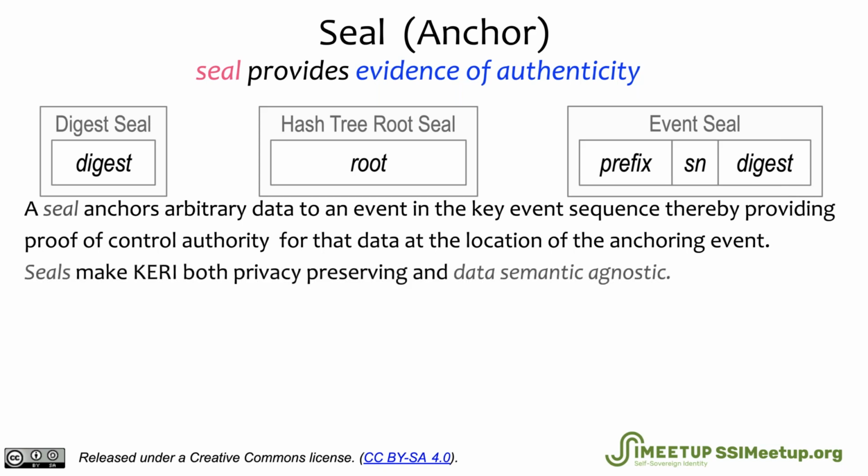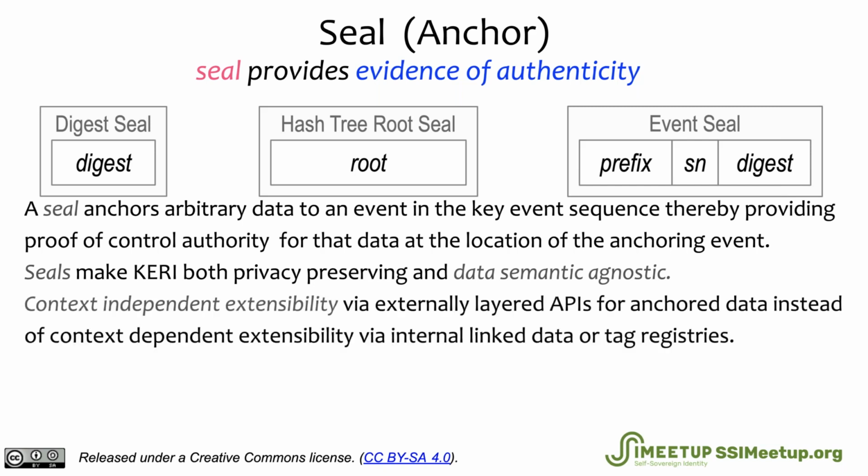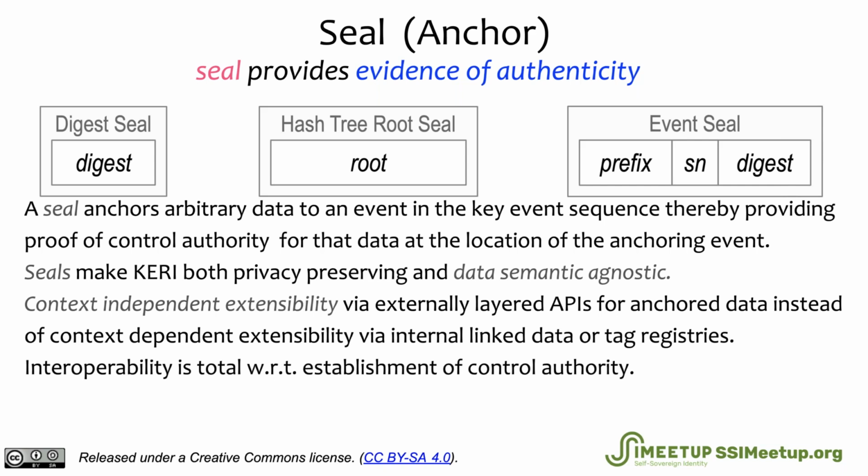But this way we can anchor arbitrary data and provide proof of control authority for that data at the location of the anchoring event. The seals make KERI privacy preserving and data semantic agnostic, because all we're putting on KERI are digests. We're not putting anything else. So if you want to know what the data that is anchored means, whoever created the data can produce that off-chain. There's no on-chain disclosure or correlation of the data other than the digest. So that gives us the ability to be context independent, extensible, which is the goal of KERI, which is to be universal and not tied to any particular data schema. So we get interoperability with respect to establishing control authority totally, but we're using the minimally sufficient means to get there. And so that's an important design feature of KERI.